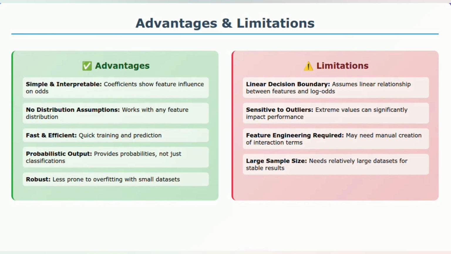However, logistic regression has some limitations. Linear decision boundary. It assumes a linear relationship between features and log odds, which may not capture complex patterns. Sensitive to outliers. Extreme values can significantly impact the model's performance. Feature engineering required. For better performance, you often need to create interaction terms or polynomial features manually. Large sample size needed. Especially with many features, you need a relatively large dataset.